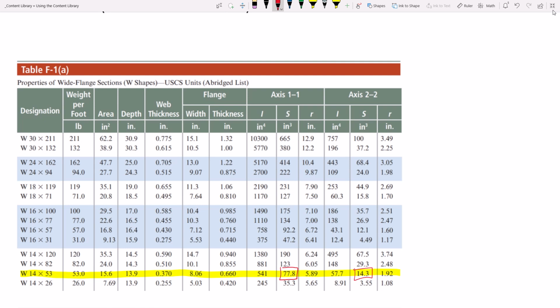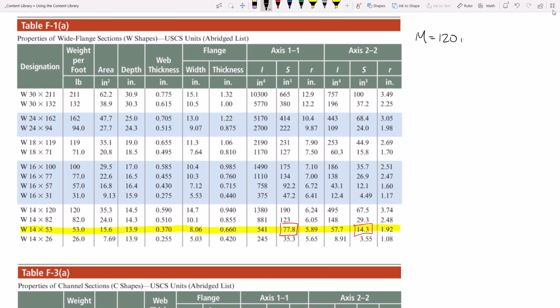With me so far? So, the strong axis is going to be the orientation with the largest S value. In this case, 77.8, or the largest I value, if you want to think of it that way. So our M, was it 100, was it 120? Yeah, 120. Therefore, what is sigma strong? Just 120 over 77.8. What is that? 1.54 KSI, or 1540 PSI.